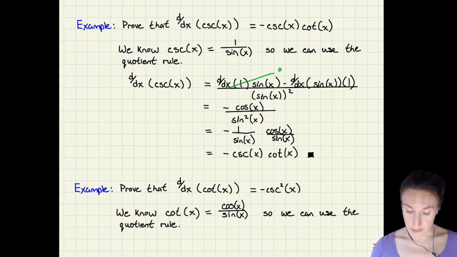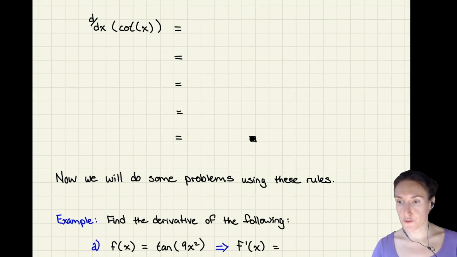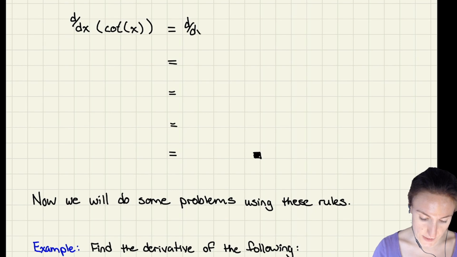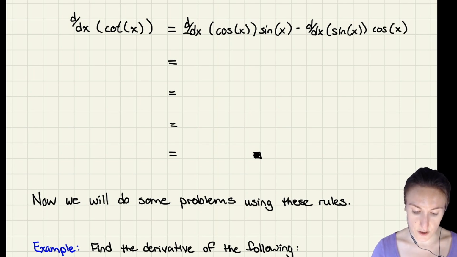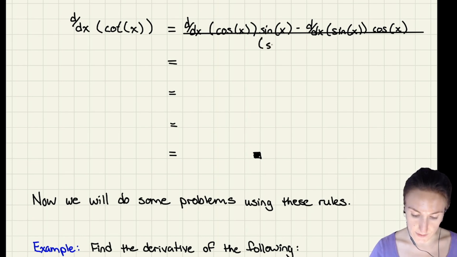All right, now for cotangent. So cotangent, we can write this as cos over sine. And then we are just going to do the quotient rule again. So we'll do the derivative of the top, so d dx of cos times the bottom, which is sine, minus the derivative of the bottom, so the derivative of sine, times the top. And then again, this is all divided by, we had what? A sine on the bottom. So we're going to have sine x, and then we're going to square that.